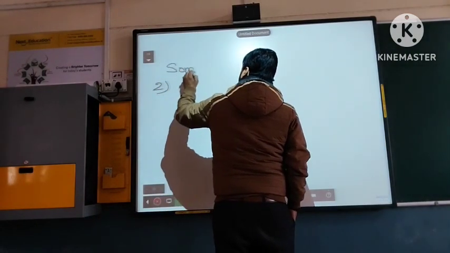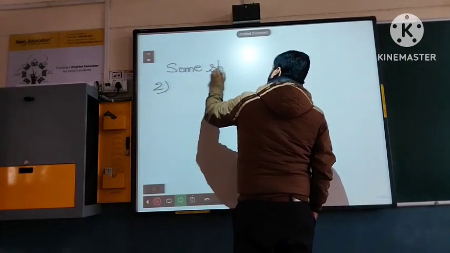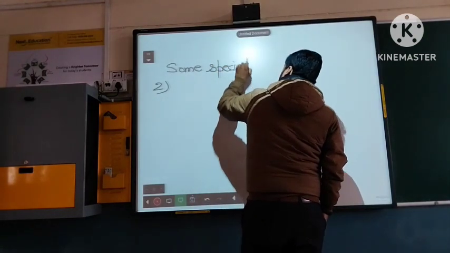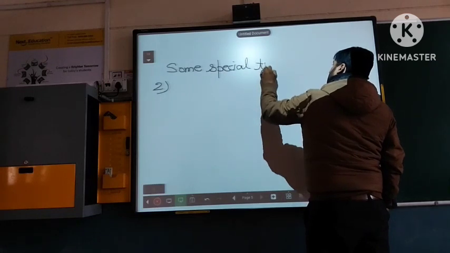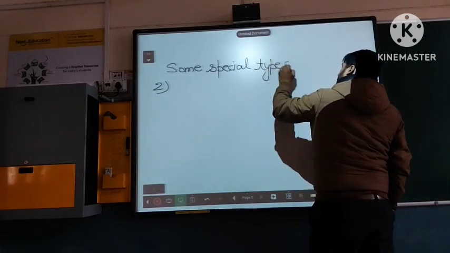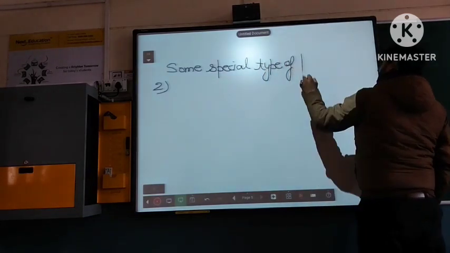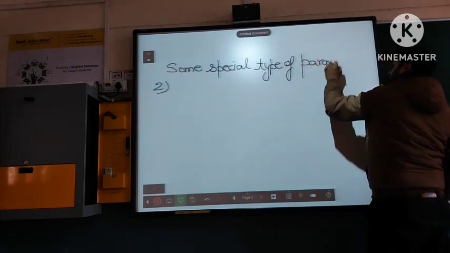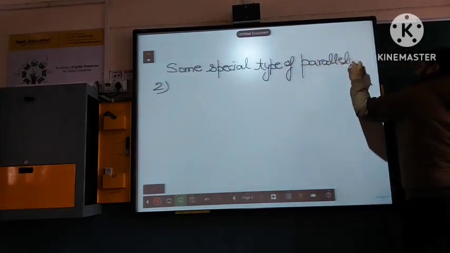Now, the second thing is, I would say, an extension of the parallelogram properties only. So, some special types of parallelograms.